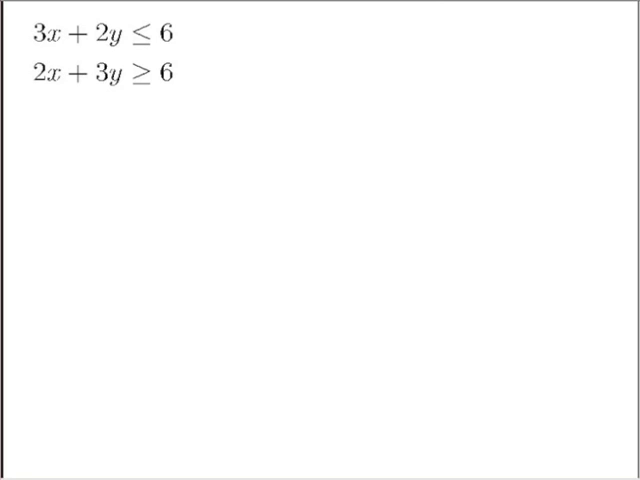The final example we have is 3x plus 2y is less than or equal to 6, and 2x plus 3y is greater than or equal to 6. So for here, we're going to first figure out what our points are for our inequalities. So 3x plus 2y is less than or equal to 6. If x is 0, we get left with 2y is less than or equal to 6. Divide both sides by 2, y is 3. If y is 0, we get 3x is less than or equal to 6, so x is 2.